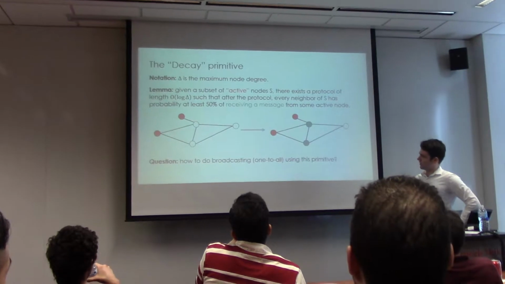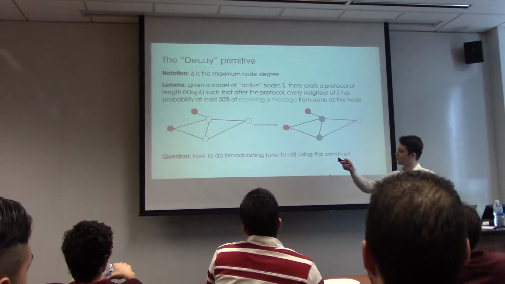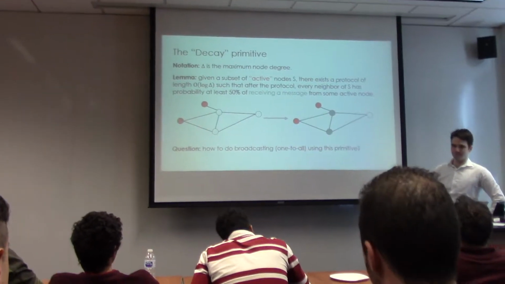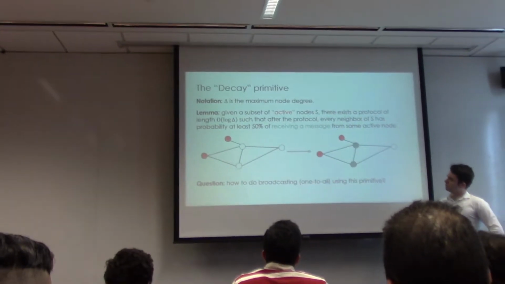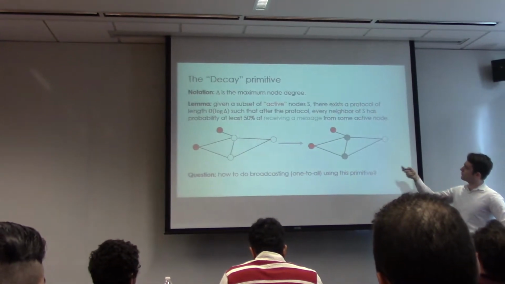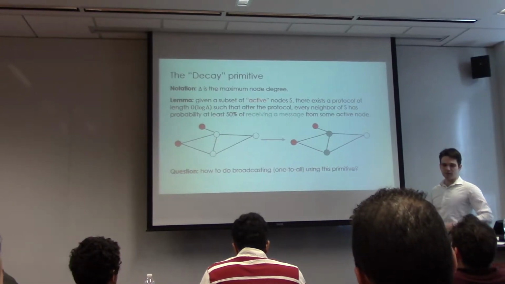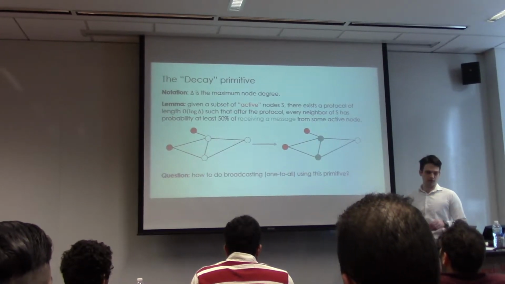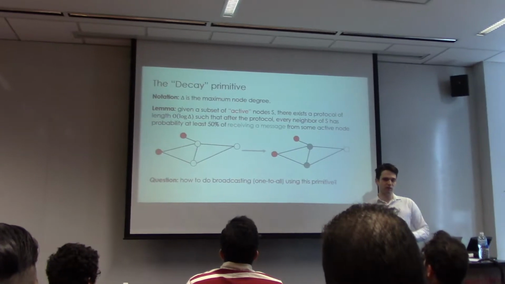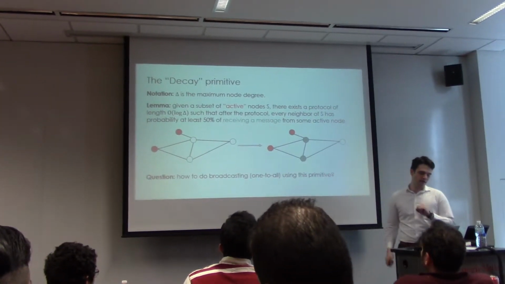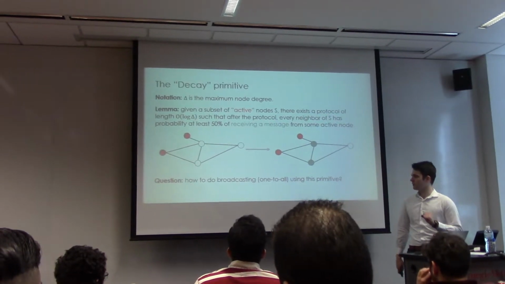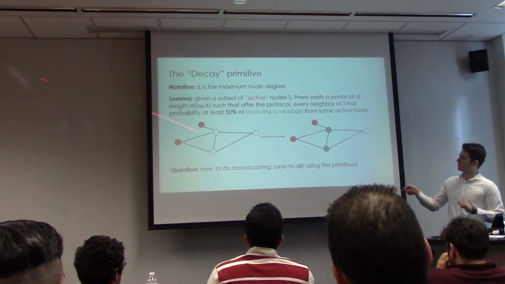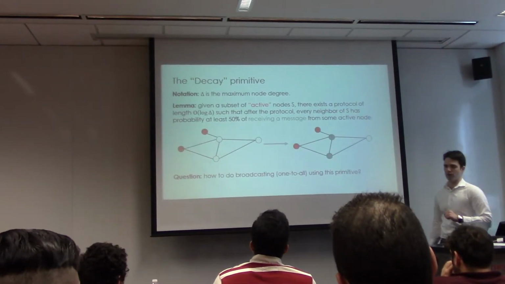Same thing as I said, except now we're a little more specific: the protocol takes log delta rounds, where delta is the maximum degree. There is a notion that this happens with 50% probability at each of the neighbors, but we ignore that. It's never a problem; it has some artifacts, but you can ignore that for the rest of the talk. Just imagine that it happens deterministically and we get everything right. Now let me ask you a question, with 10 seconds or so. How would you use this primitive to do a one-to-all broadcast? You have some network, one of the nodes has a packet, and you want to forward it to everyone else. How to do it?